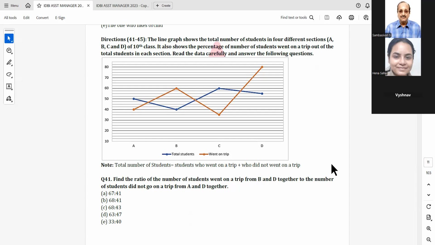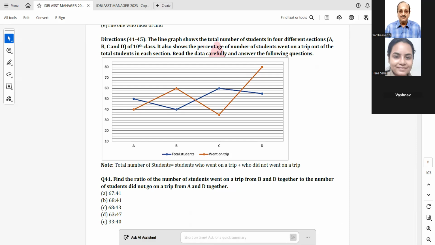See, it is not at all a tough problem, but the wordings you have to understand and put it properly in your mind. First line says B, how many people are going? D, how many people are going? And second point says A, how many are not going? D, how many are not going? And that's all.